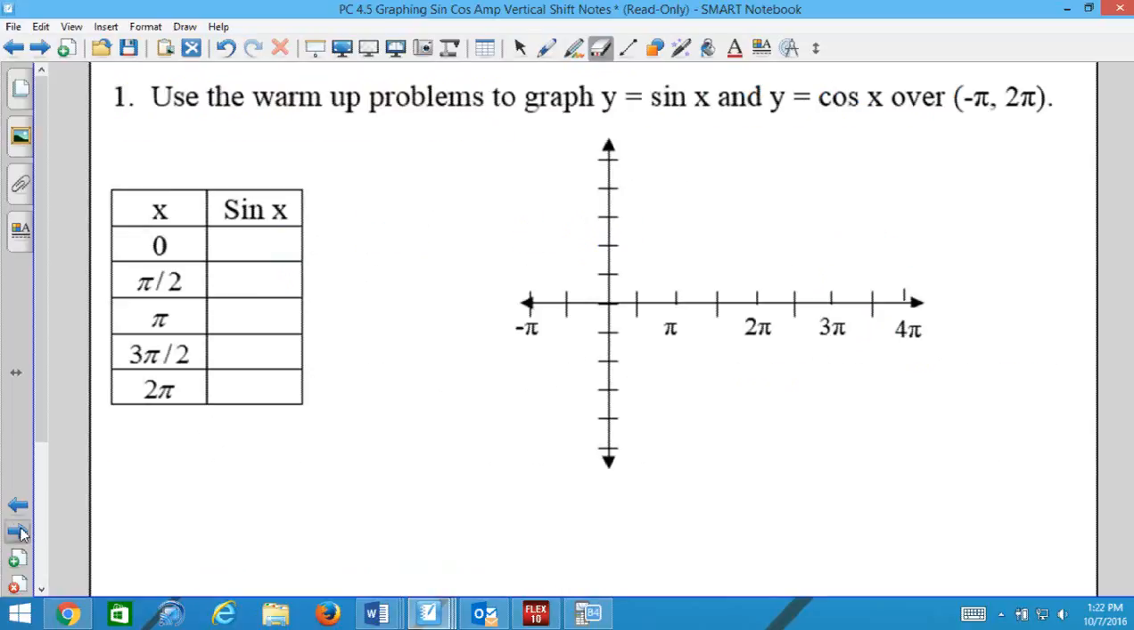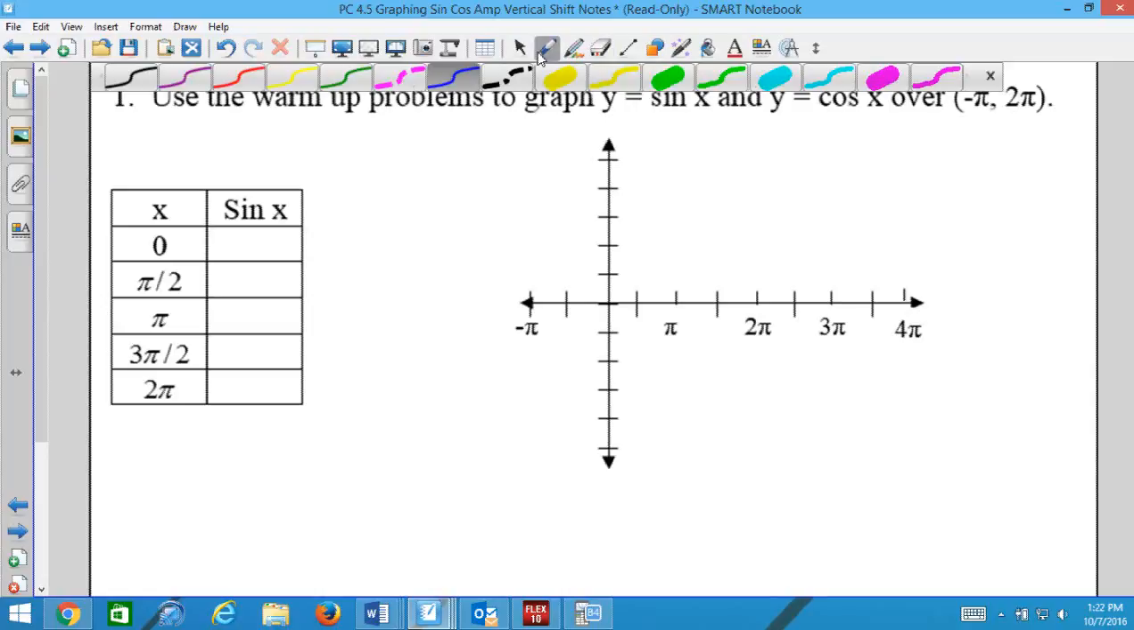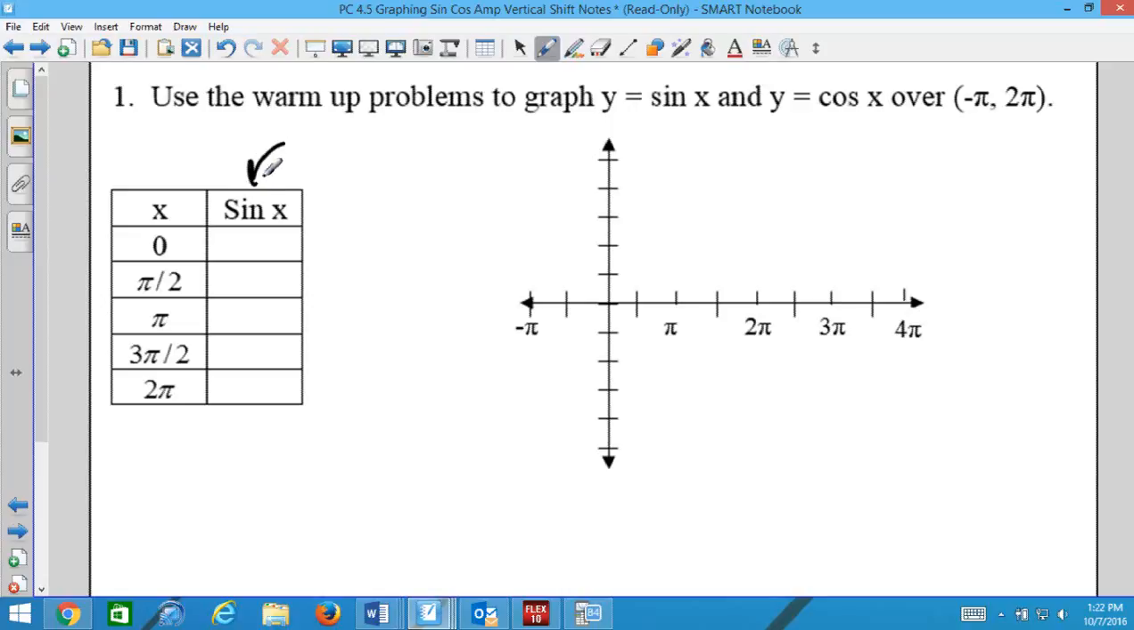Use the warm-up problems to graph y equals sine x and y equals cosine x. So we're going to use the warm-up problem. We're going to find what the sine at 0, pi over 2, pi, 3 pi over 2, and 2 pi is. These are going to be called key points.